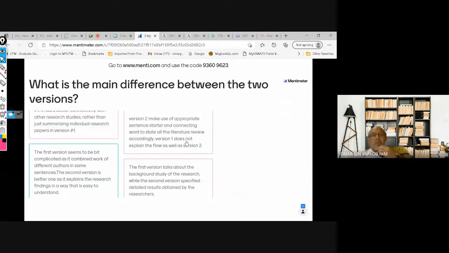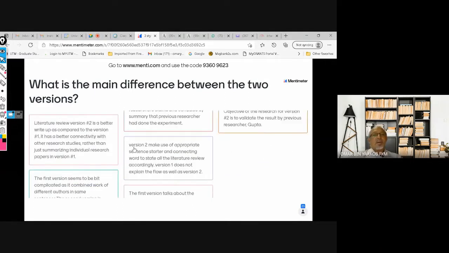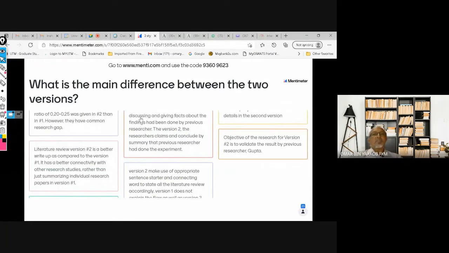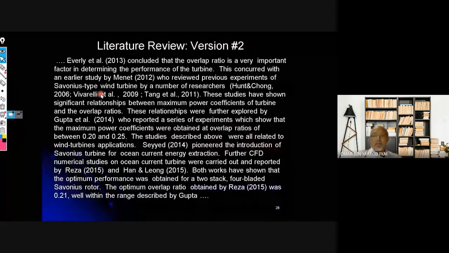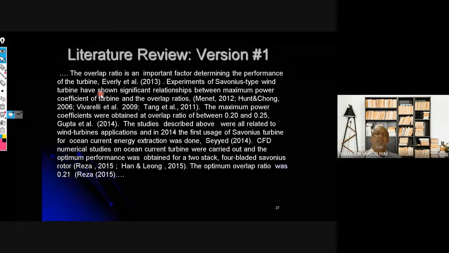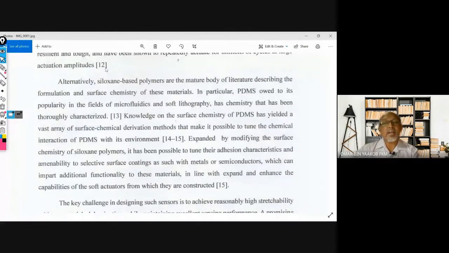So I think most of you made similar comments. Yeah, version two makes use of appropriate sentence starters and connecting words to state all the literature review accordingly. Yeah, so I think you agree that if I were to ask you to vote, then the second version is better. So I would expect that in your write up later, you avoid using version one. Okay, so version one is the one like what you have done, and like many of your friends that we have shown just now in these photos, like this one, they put the citation at the end.